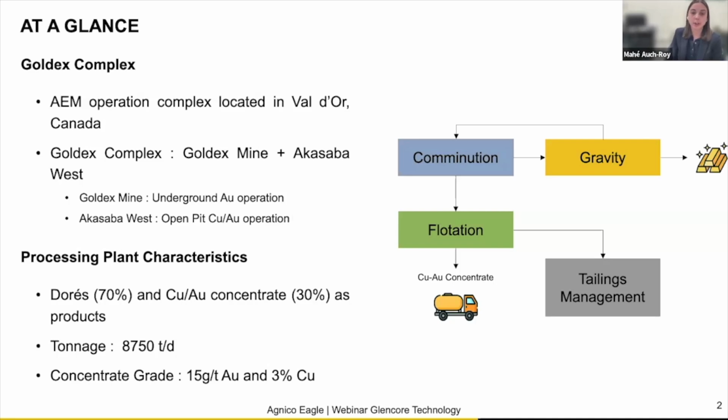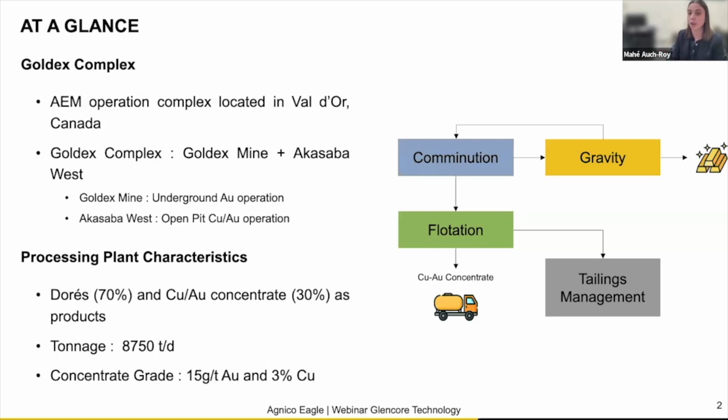So the current flow sheet is a conventional SAB comminution circuit with classification via hydrocyclones, followed by gravity separation that produces doré by recovering around 70% of the feed gold. Next, the flotation circuit consists of 6 mechanical cells and a column, producing a copper gold concentrate, which is sent to another plant for further processing.